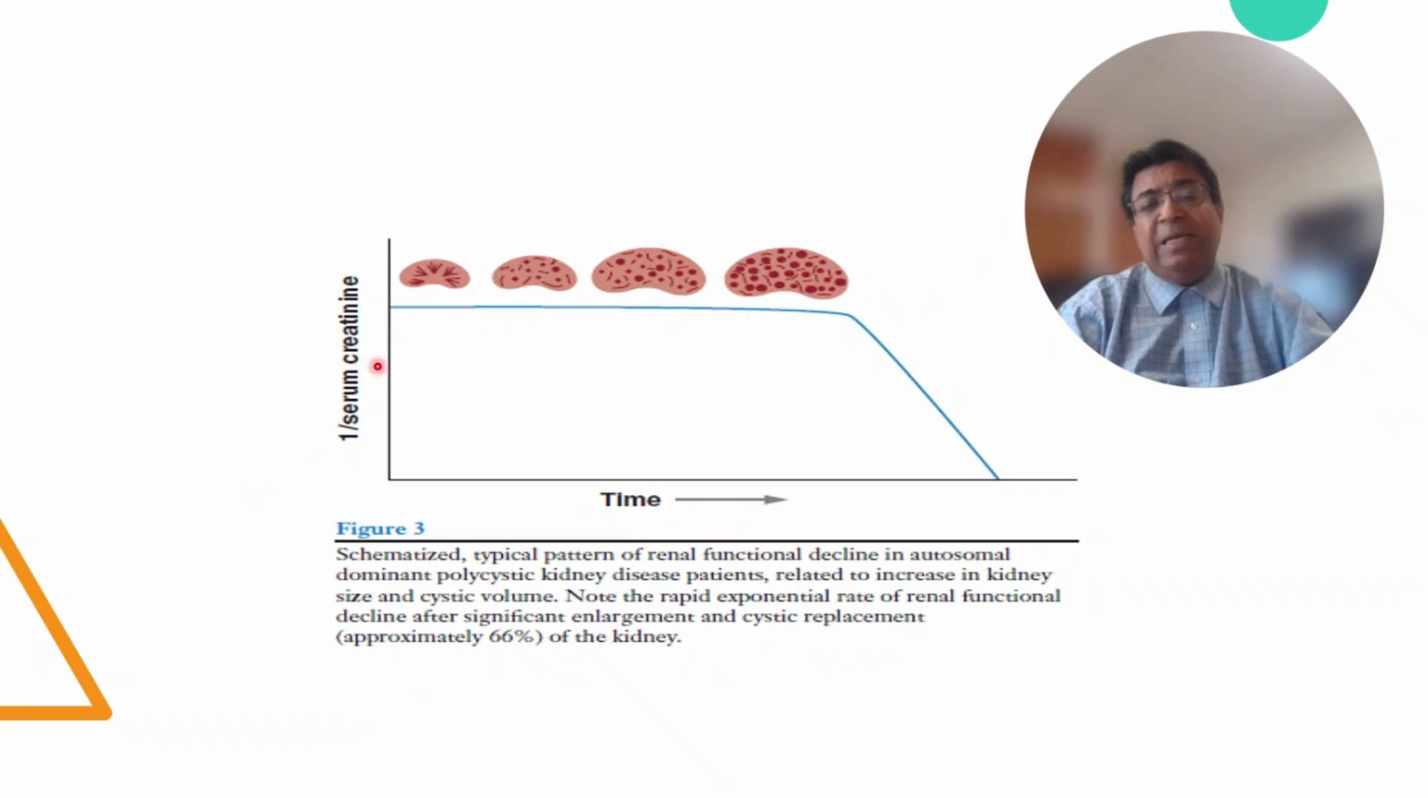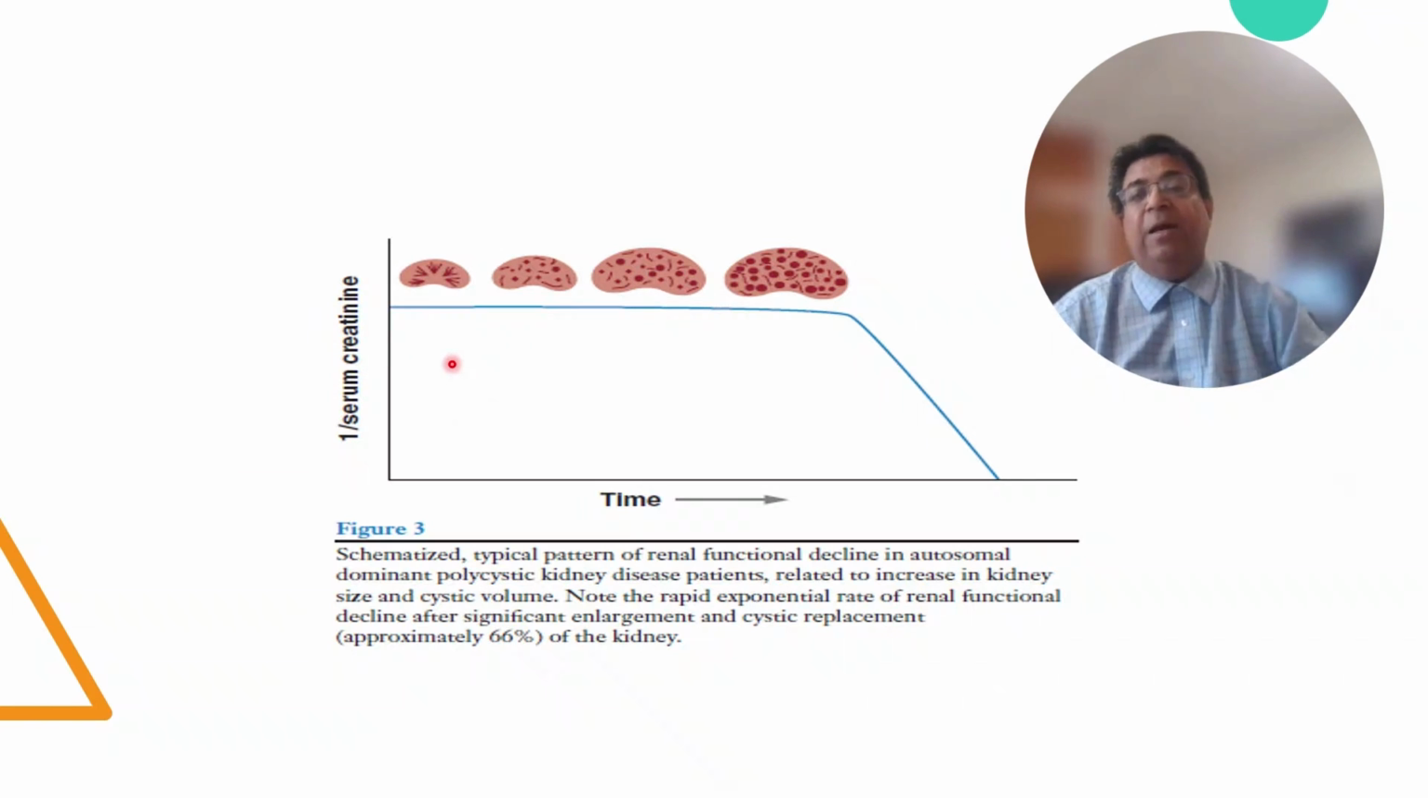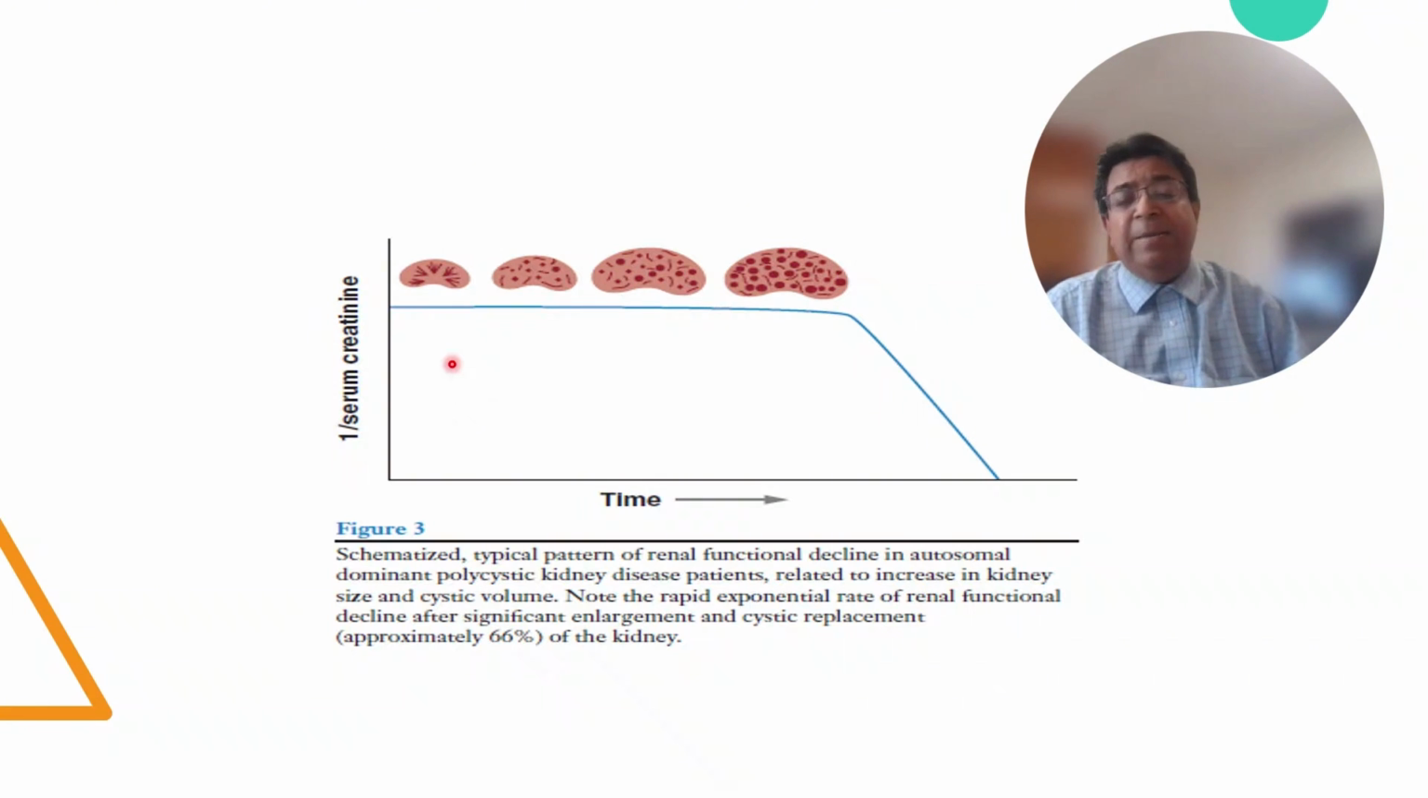This is an important point: the cysts increase in size and in number, and they replace the parenchyma of the kidney. But in ADPKD, you don't see a decrease in GFR initially as the cysts are growing, the number of cysts is increasing, and the parenchyma is being replaced. In fact, you see stable kidney function until almost 66% of the kidney is replaced by cysts. And then that's when you see a dramatic decline in GFR. So you don't see that initial decline in GFR as those cysts are growing and replacing the parenchyma of the kidney.